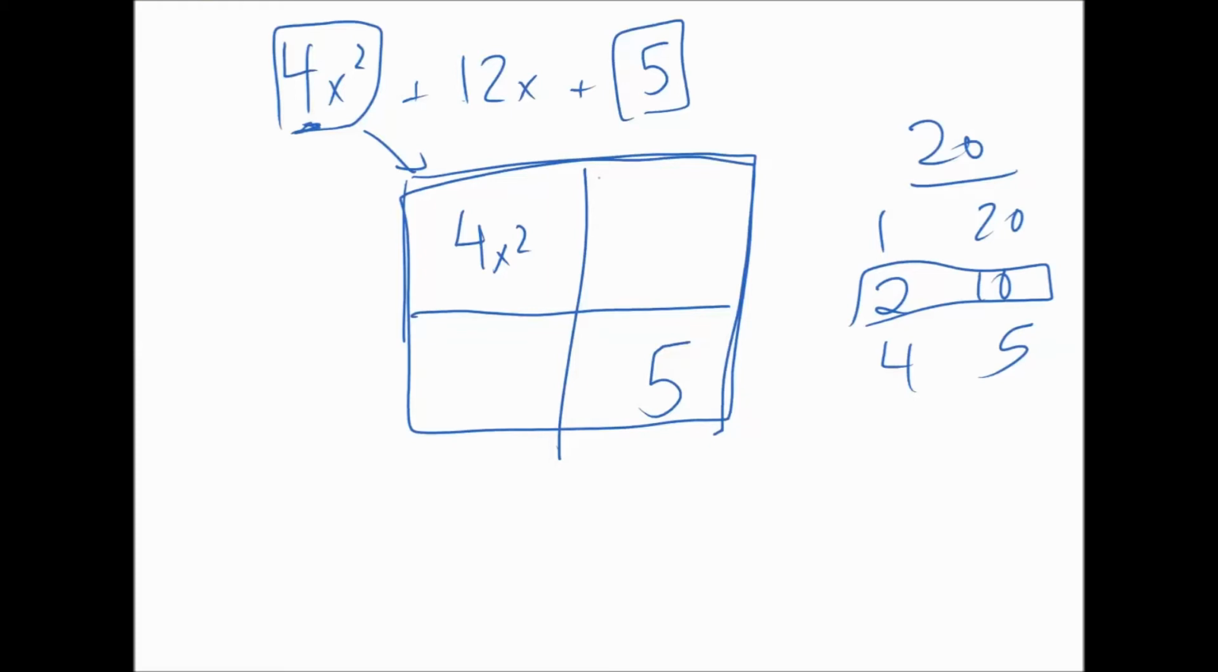So here's what we're going to do. We're going to put 2 here and 10 here. But we need to remember to put an x. 4x squared, 2x, 10x, and 5. Now we're going to look and see what can we factor out from these rows. So here, here, here, and here.